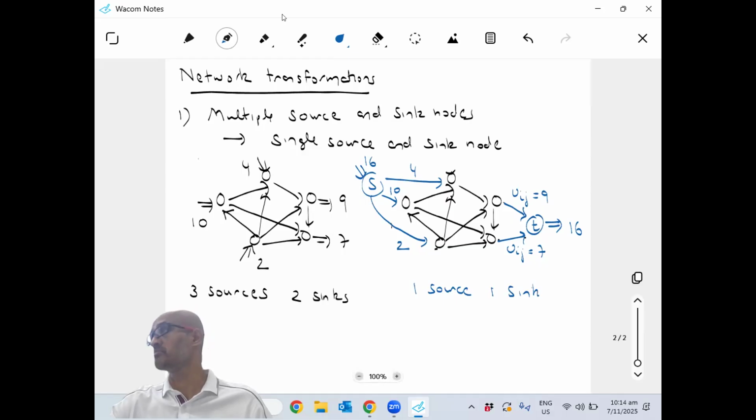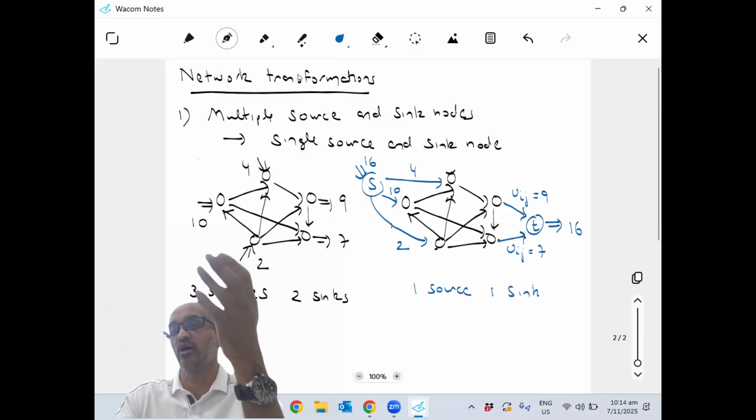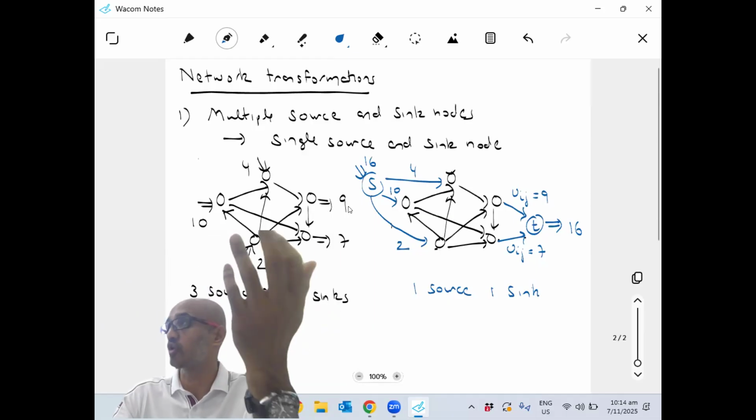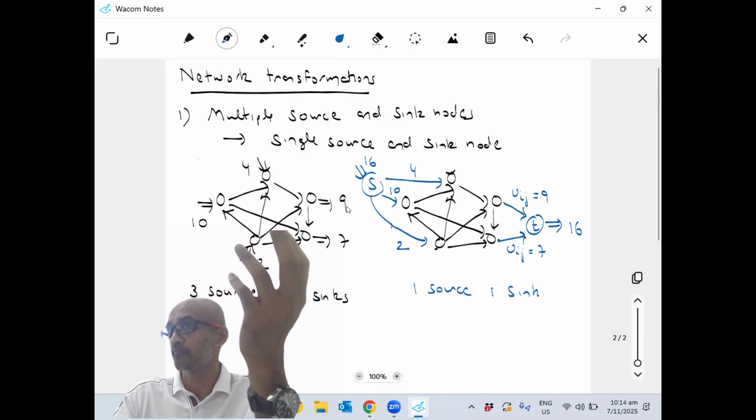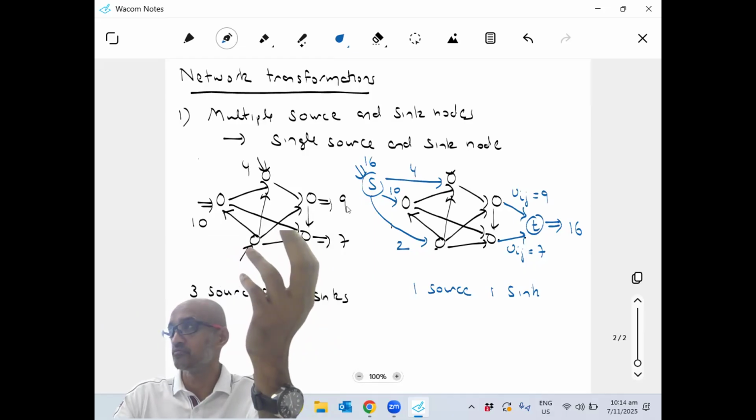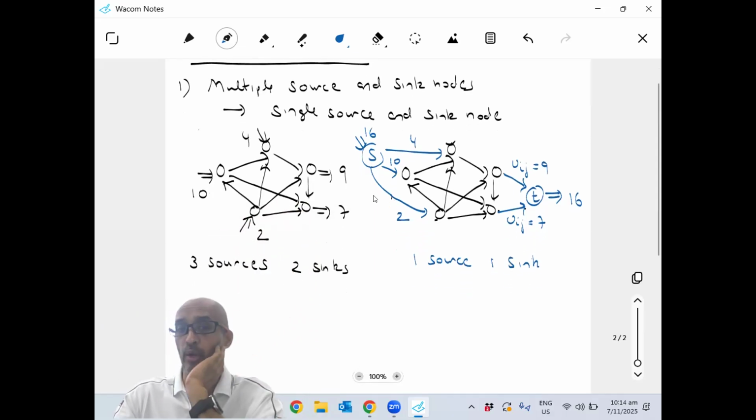So solving this problem is equivalent to solving a network flow problem on this graph. If I have a method which can solve it for a single source, single sink, I can do it for multiple sources, multiple sinks. Is that clear? These are upper bound capacities. There's only one way to send this.